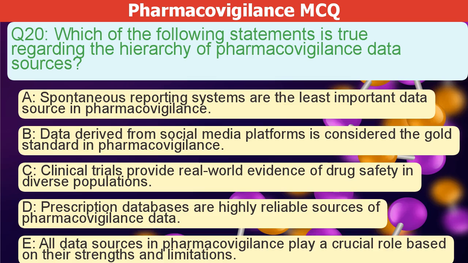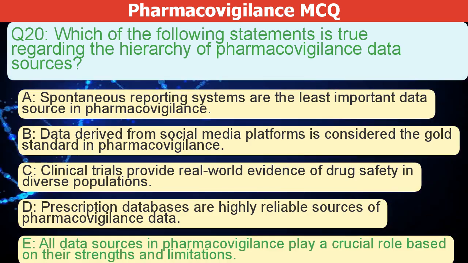Which of the following statements is true regarding the hierarchy of pharmacovigilance data sources? A. Spontaneous reporting systems are the least important data source in pharmacovigilance. B. Data derived from social media platforms is considered the gold standard in pharmacovigilance. C. Clinical trials provide real-world evidence of drug safety in diverse populations. D. Prescription databases are highly reliable sources of pharmacovigilance data. E. All data sources in pharmacovigilance play a crucial role based on their strengths and limitations.